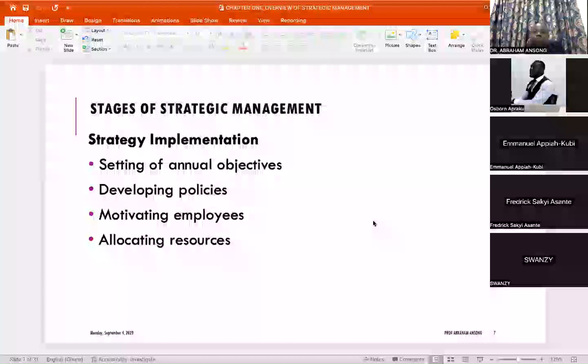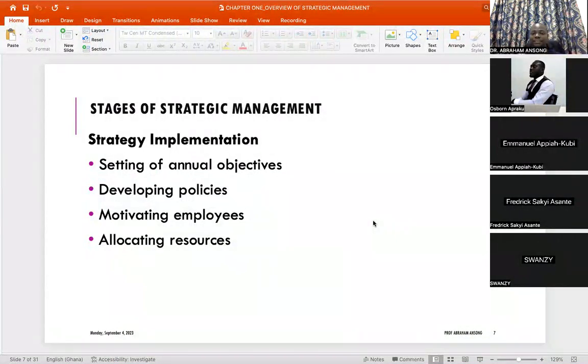Okay. Then the last one is that you need to be allocating resources at this stage. You may have a beautiful strategy, but the execution or implementation will normally call for the resources to be made available to your employees. If you don't make such resources available, no matter how beautiful that strategy is, it might not be well executed for lack of resources. So at the implementation stage, the other important thing is to make resources available to your subordinates or employees.